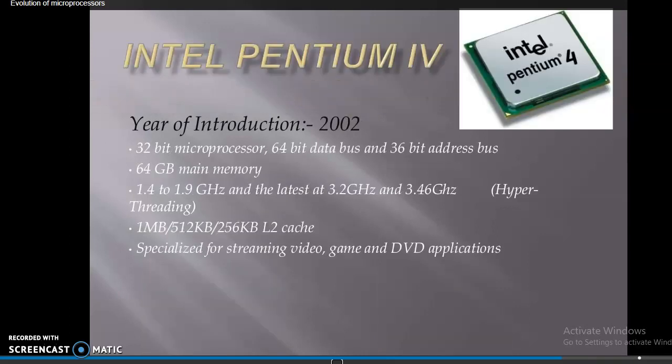And then Intel introduced the Pentium 4 microprocessor in the year 2002. It is also a 32-bit microprocessor. It has a very high processing capacity compared to the previous microprocessors. 64 GB main memory, 1.4 to 1.9 GHz clock, threading and all those things are in this microprocessor. It is specially used for streaming video, games and DVD applications.